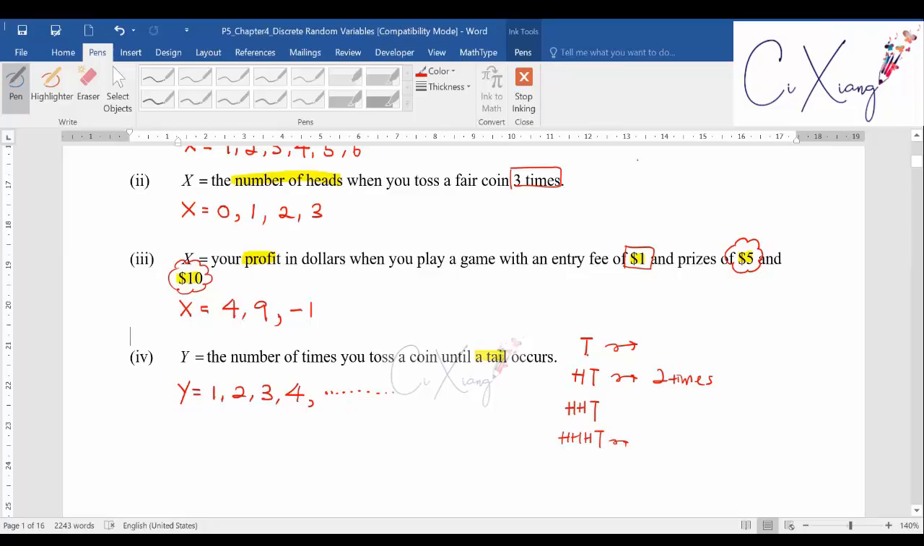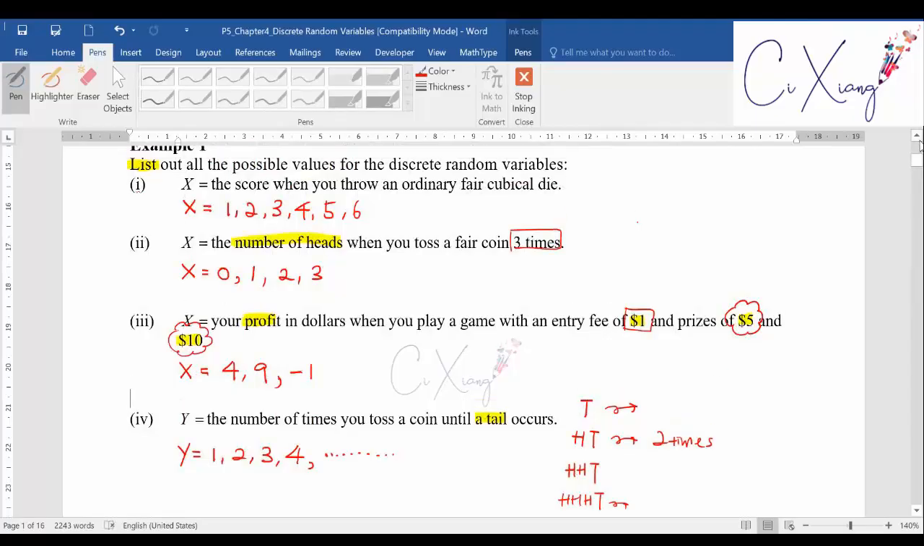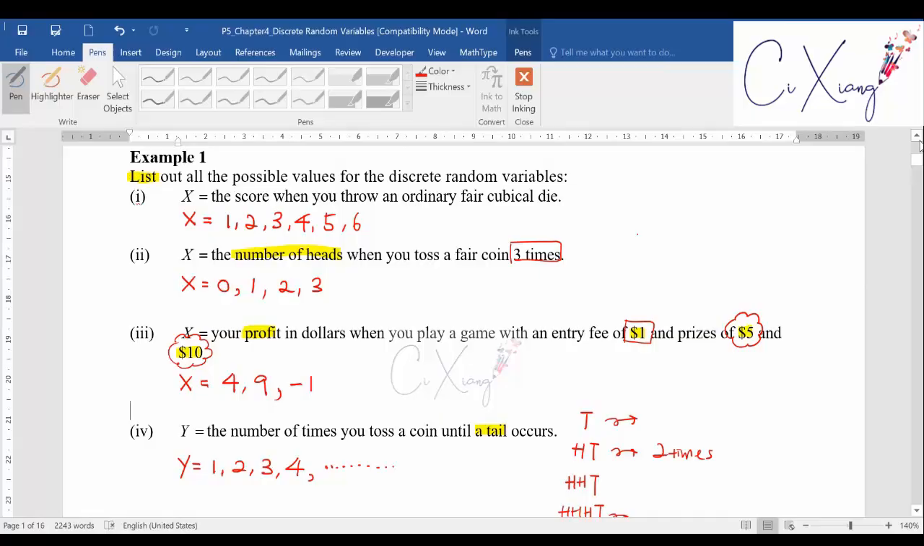By looking at these 4 examples, I hope you roughly have an idea how we list out the values of x or y correctly, according to the definition of the discrete random variable. This is always the very first step. If this part has no problem, then we proceed further.